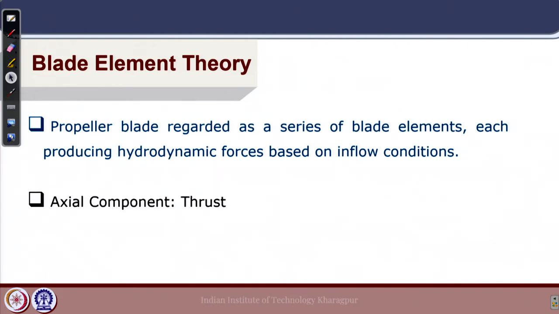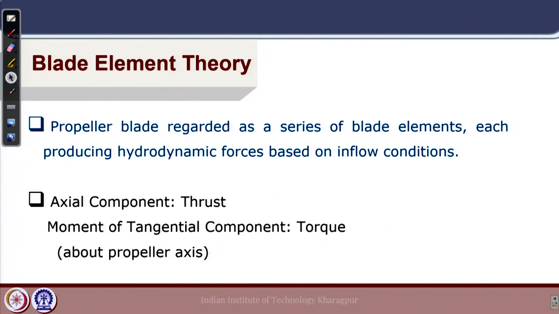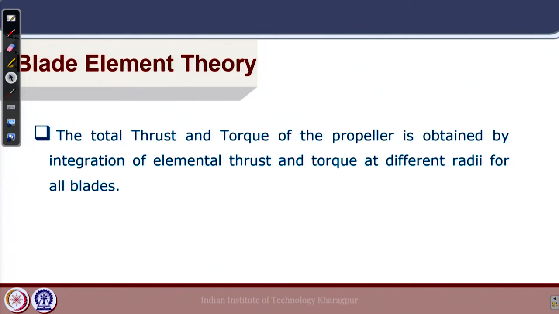And from that, we compute the propeller forces. We will have the axial component of that force, which is the thrust, and then the tangential component, the moment of which about the propeller axis will be called the torque. For the propeller, we have different cylindrical sections, which we are calling blade elements, at different radii, and each of them will have the sectional thrust and torque depending on the velocity conditions. Then the total thrust and torque of the propeller blade can be obtained by integration of these elemental thrust and torque over the radii.